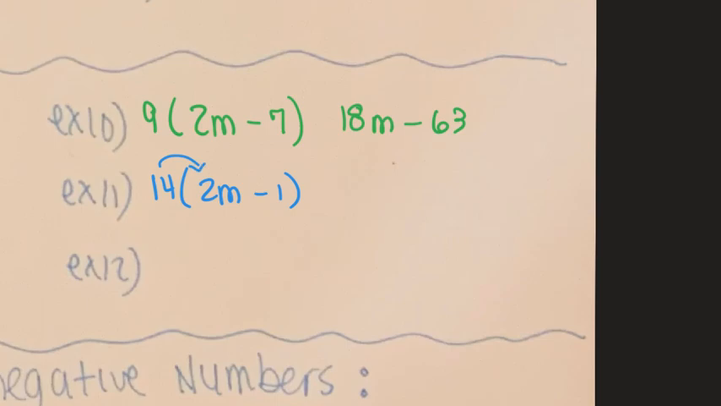Fourteen times 2 is 28. 14 times negative 1 is negative 14. 28m minus 14.